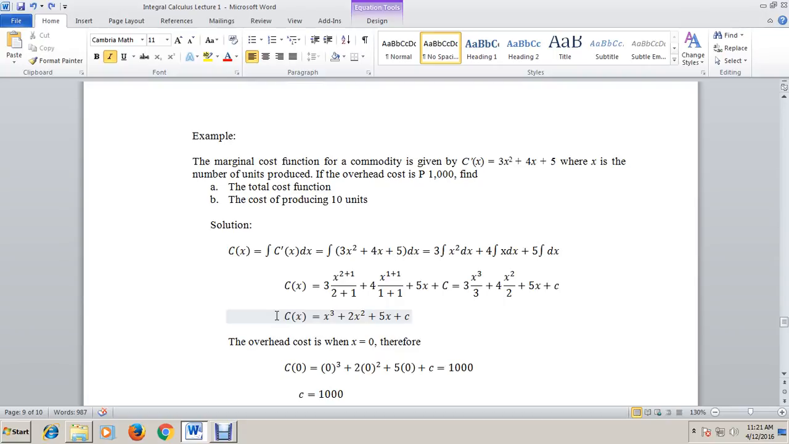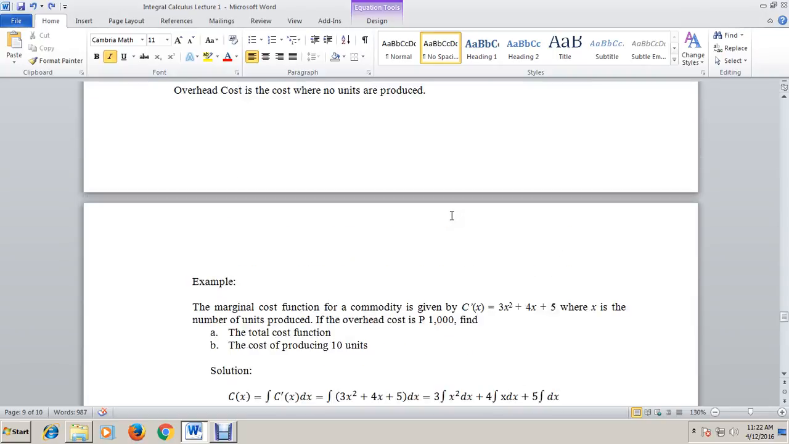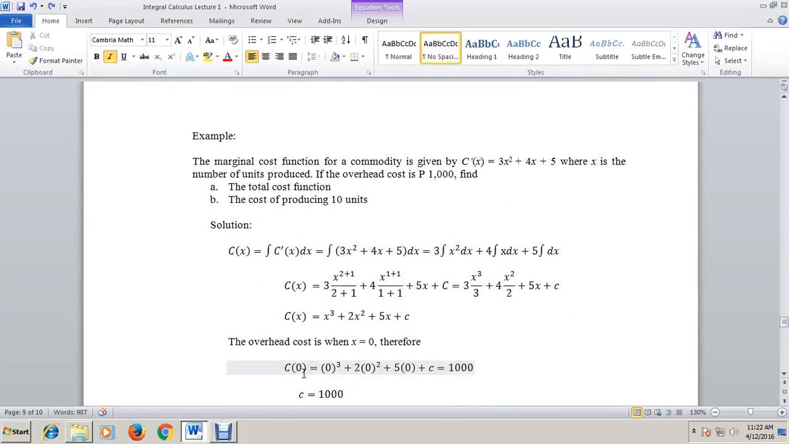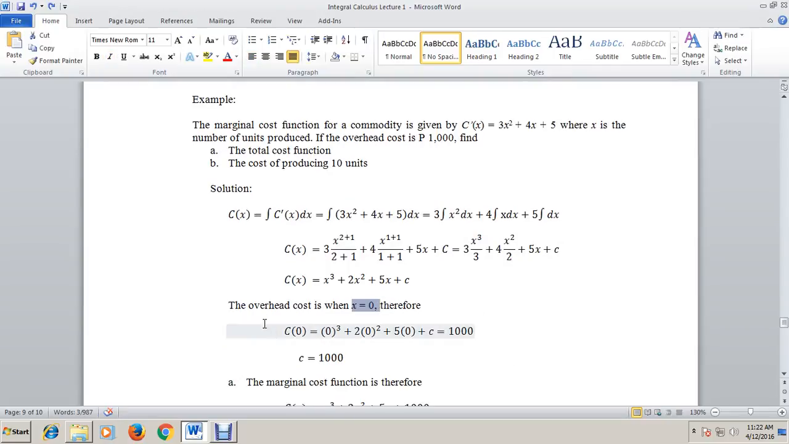This is the indefinite solution. What we need to look for is a particular solution for the condition stated in the problem. It is stated in the problem that the overhead cost is 1,000 pesos. Remember that the definition of the overhead cost is the cost wherein no units are produced. So what is meant by no units produced is that x is equal to 0. So the overhead cost for no units produced, meaning x is equal to 0, is c of 0 equal to 1,000 as given in the problem.